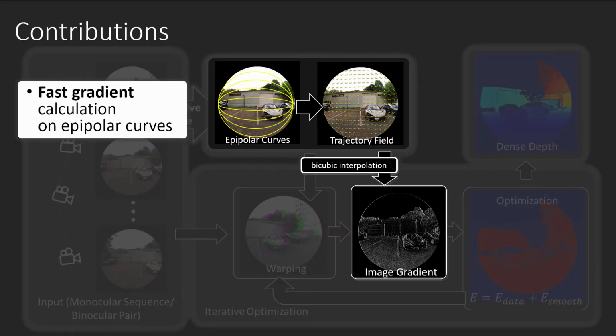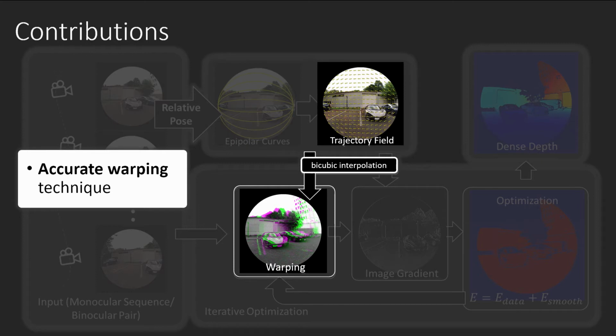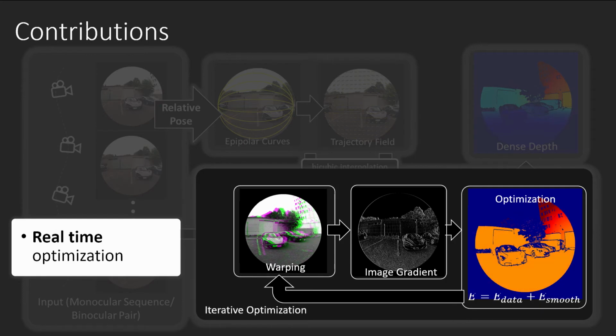Our first contribution is a fast gradient calculation along the epipolar curves using a trajectory field. Second, we propose an accurate warping technique that relies on the trajectory field for correct estimated warping directions. Finally, our implementation of the iterative optimization is in real time.